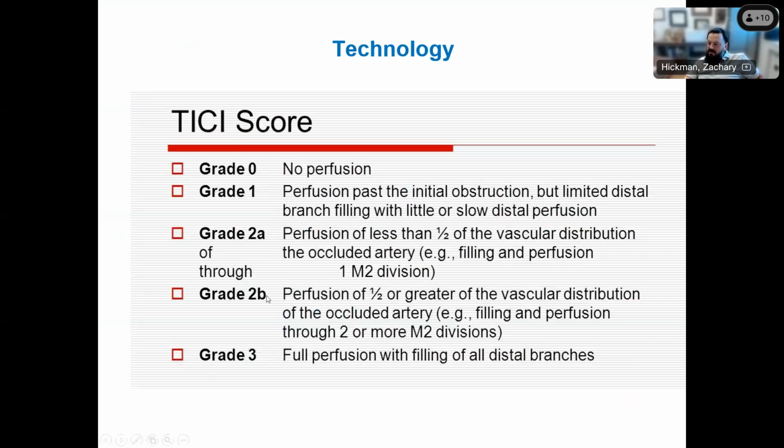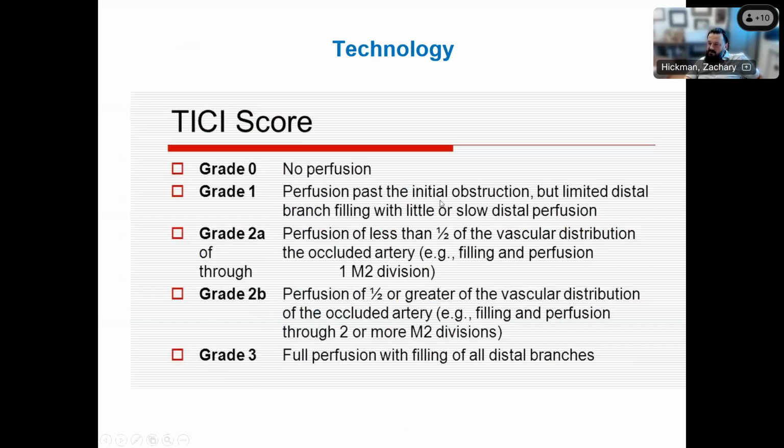One of the next best is a grade 2B, which is where it's not full perfusion, but it's perfusion of at least half or more of the vascular distribution of the occluded artery. Usually it's considered a successful thrombectomy if it's a grade 2B or a grade 3. It's not uncommon that a grade 2 will improve to a 3 after some of the vasospasm resolves and you give it a little bit of time. Usually the grade 2B will end up becoming a grade 3.